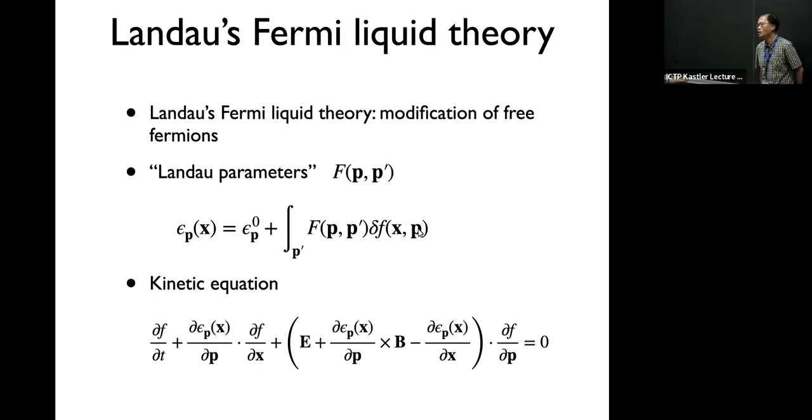And the kinetic equation is written down in a very similar way. One has to also include into the time evolution of coordinate and momentum the deviation of the energy from its bare value. So here is the group velocity, and also there is another contribution to the force that depends on the derivative of this function with respect to x. And that's all that one needs to be able to reproduce the linear response of an interacting Fermi system to an external electromagnetic field.